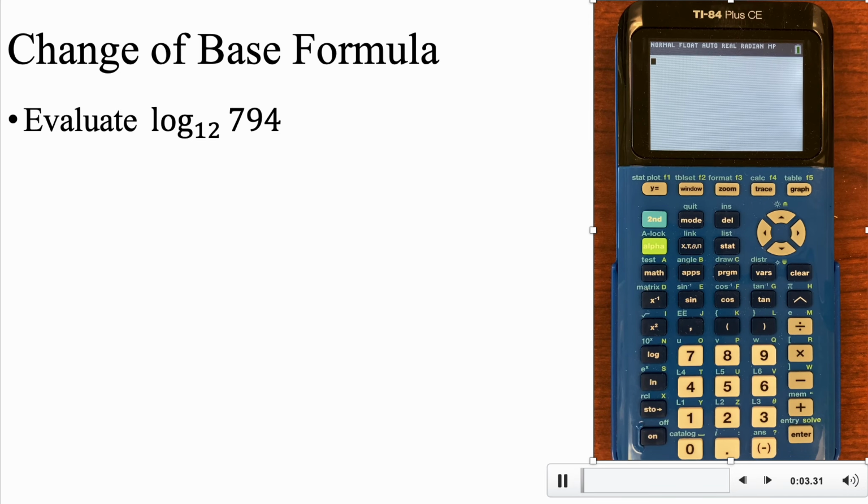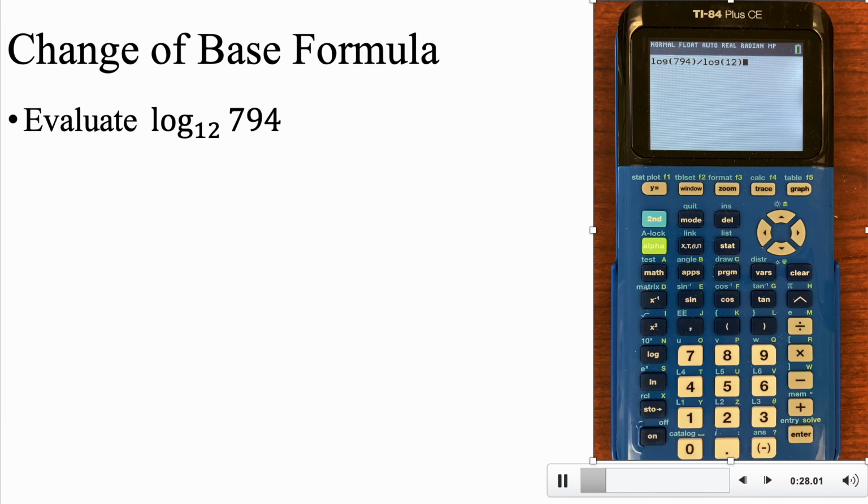So we're going to take a look at how we can use our calculators to evaluate different logs. We're doing the evaluation of log base 12 of 794. The way the change of base formula works is we're going to be typing out log. So we press our log button right there, 794. We close the parentheses and we divide it by log, same log button again, of 12 and close the parentheses.